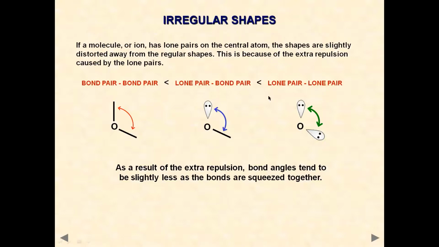So as a result of strong repulsions involving lone pairs, the shapes we have discussed will keep more or less the same, but the bond angle is going to change because these lone pairs are going to squeeze the other bonds because of the greater repulsion between the lone pairs and the bond pairs, or the 2 or more lone pairs there.